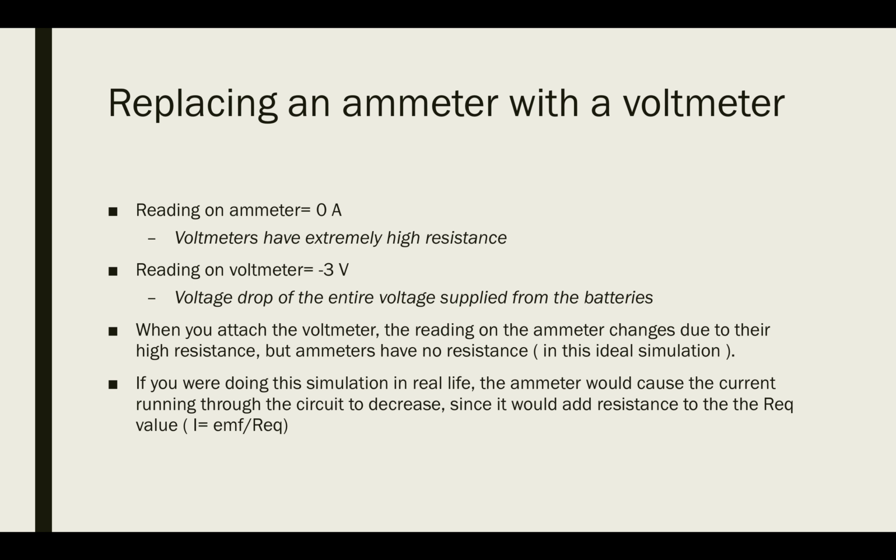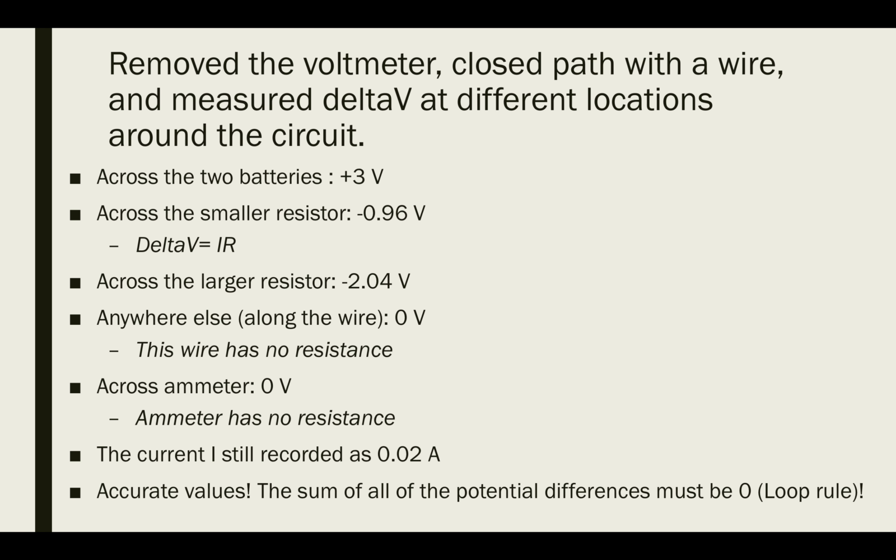If you were doing this in real life and not through the ideal simulation, the ammeter would cause the current running through the circuit to decrease since it would add resistance to Req, since it is also in series, which was used earlier to solve for the current when I equaled EMF over Req. Our next task was to measure delta V around the newly closed circuit.